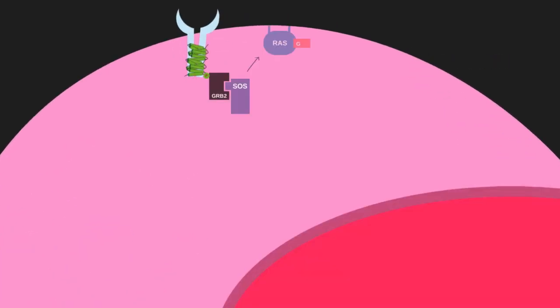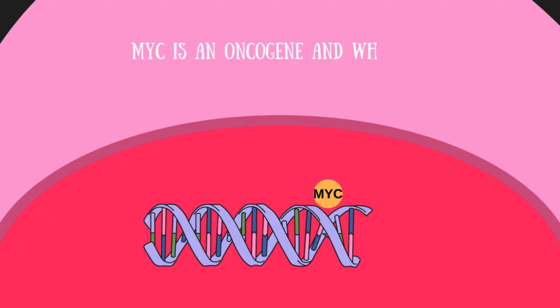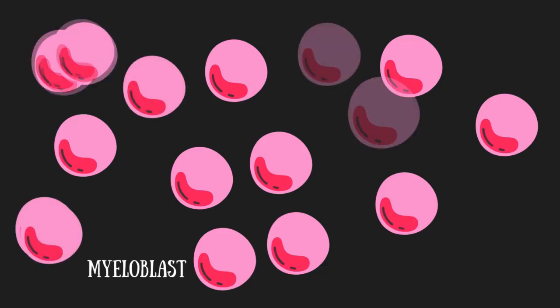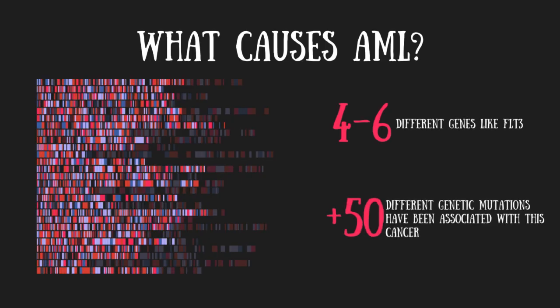This transphosphorylation activates the RAS pathway, which in turn activates MAP kinase and MYC. MYC is a transcription factor that increases cell proliferation, causing an accumulation of myeloblasts in the bone marrow. What causes AML? There are 4 to 6 different genes like FLT3 and over 50 different genetic mutations that have been associated with this cancer.